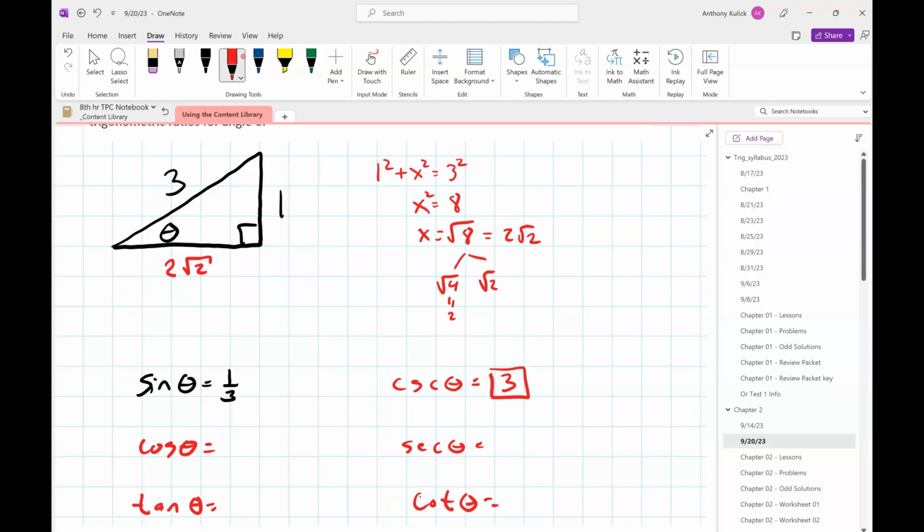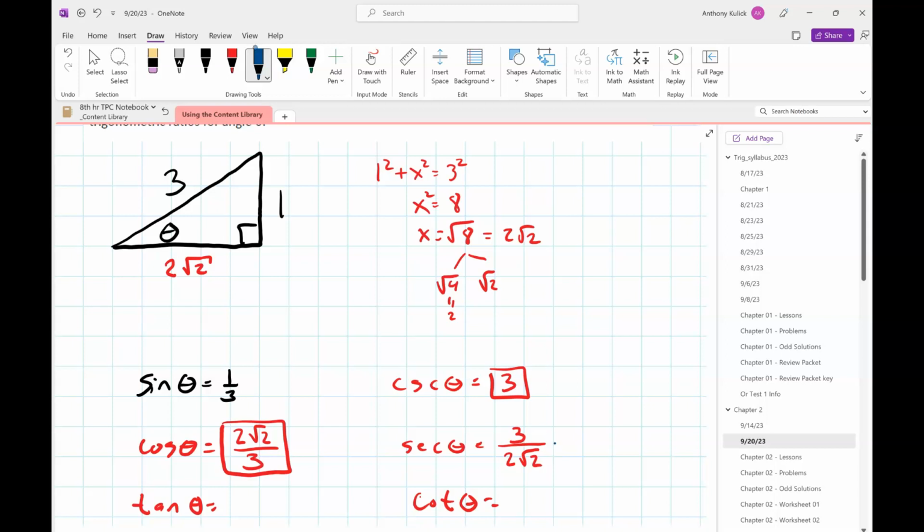What's cosine going to be? Just the numbers, guys. 2 root 2 over 3. That looks great. Adjacent over hypotenuse. What's secant going to be then? Yeah, 3 over 2 root 2. But is that okay? No.